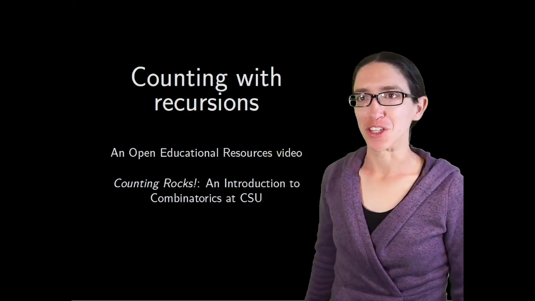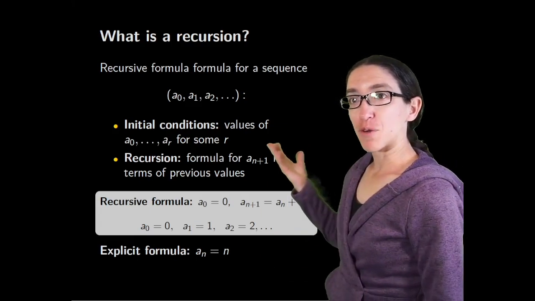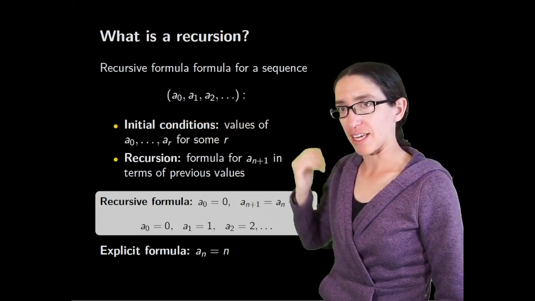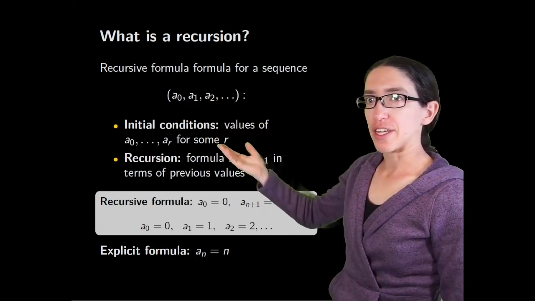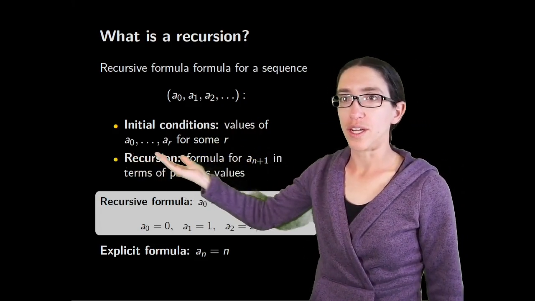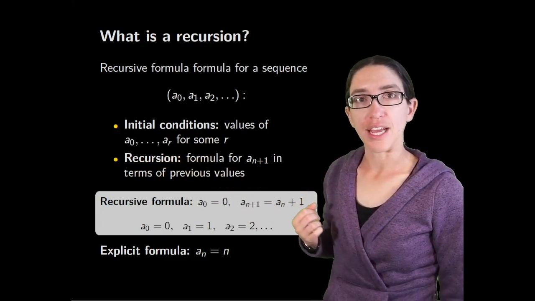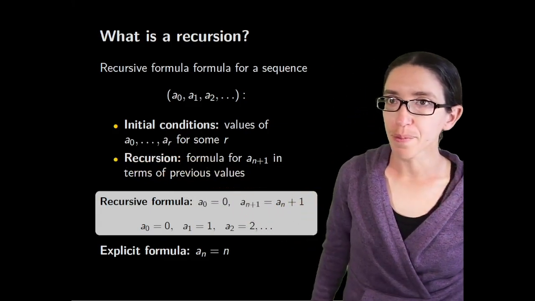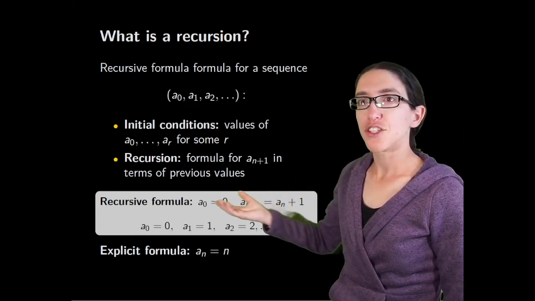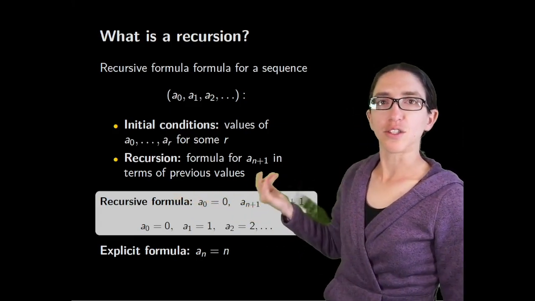So what is a recursion? It is a formula for a sequence, A0, A1, A2. It's a way of defining the nth term of the sequence based on an initial condition, or maybe several initial conditions, where you declare what A0, A1, A2 up to AR are for some finite number R. And then a recursion, which is a formula for A sub n plus 1 in terms of all the previous values A0 up to AN.